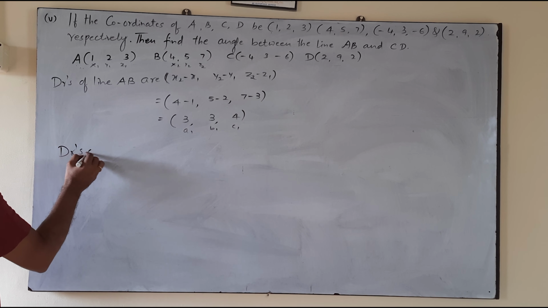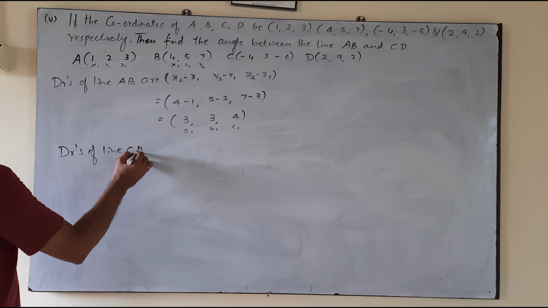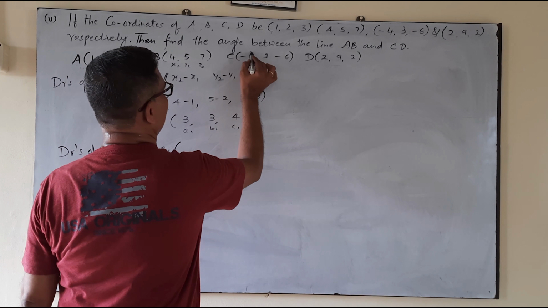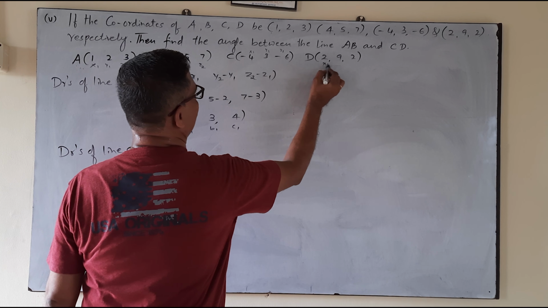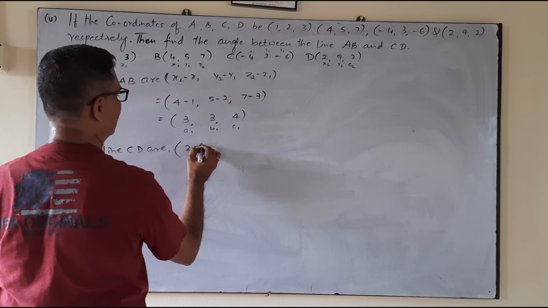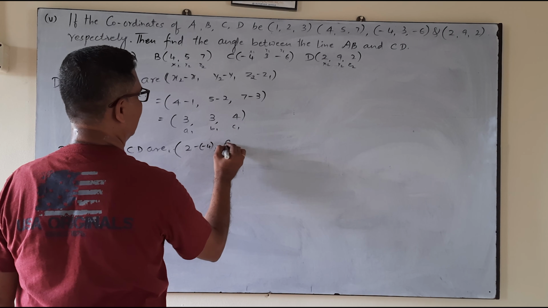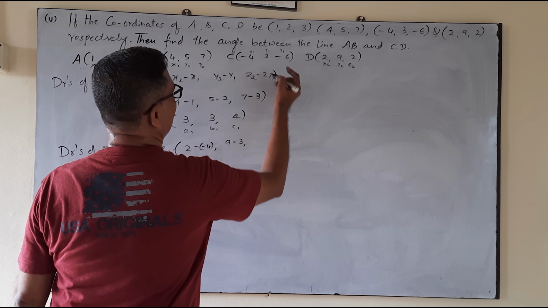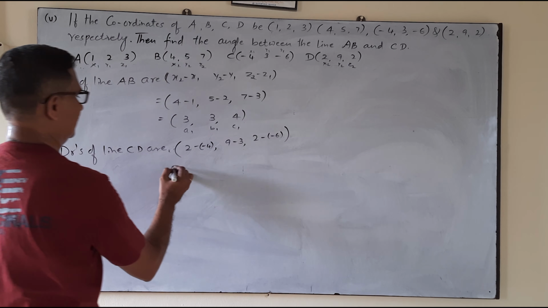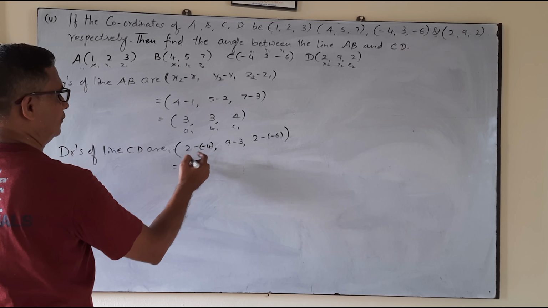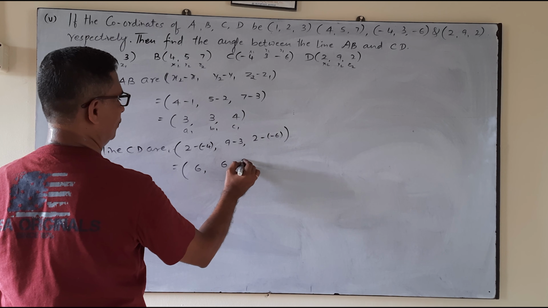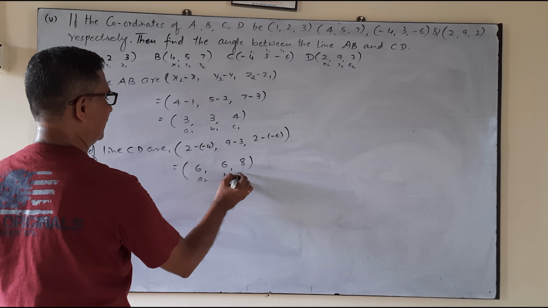Similarly, to find direction ratios of line CD, same formula. This is x1, y1, z1. That is x2, y2, z2. x2 minus x1, 2 minus of minus 4, y2 minus y1, 9 minus 3, z2 minus z1, that is 2 minus of minus 6. That equals 2 plus 4, 6. 9 minus 3, 6. 2 plus 6, 8. That is called A2, B2, C2.